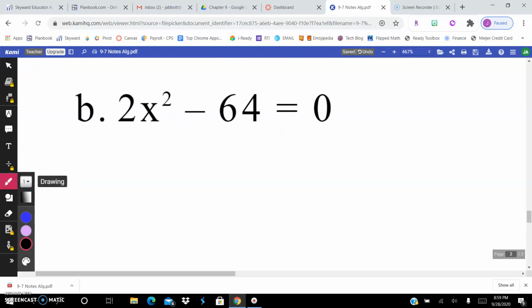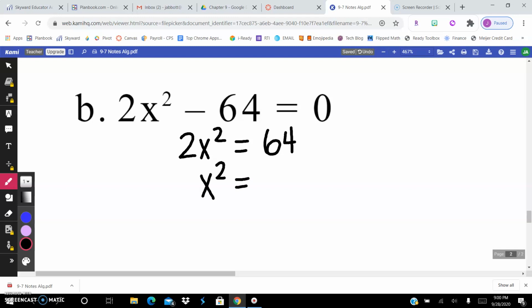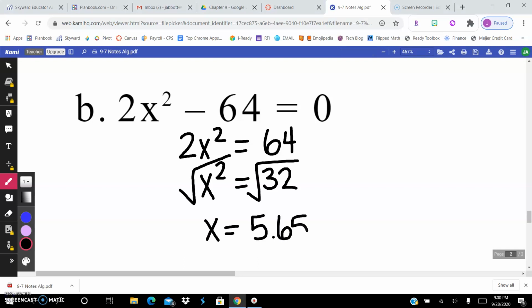And for this one, we're going to add 64 to both sides. So we're going to have 2x squared. 0 plus 64 would be 64. And then we're going to divide everything by 2. So 64 divided by 2 would be 32. And then we're going to take the square root. So we would have x equals 5.656. And if I round that to the nearest hundredth, that 6 says go up. So it's going to be 5.66 and positive or negative.